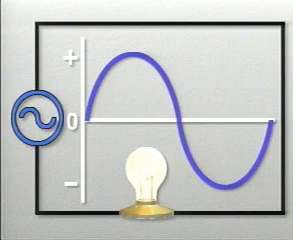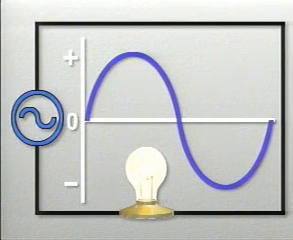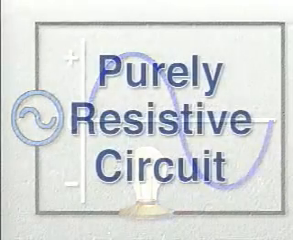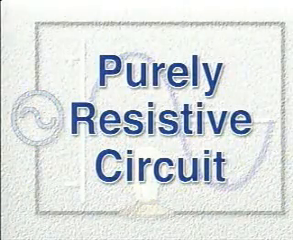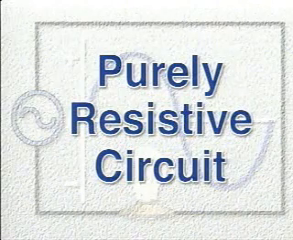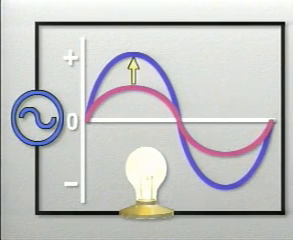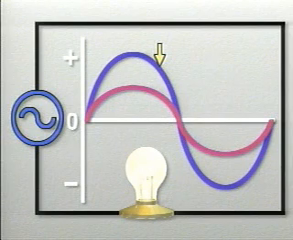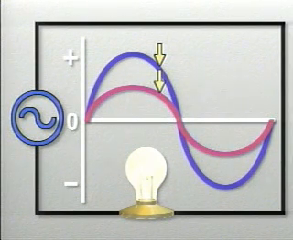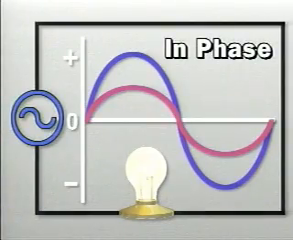So we'll say that the only current limiting factor in this circuit right now is the light bulb that provides resistance to current flow. This type of circuit can be referred to as a purely resistive circuit. In a purely resistive circuit, as long as the resistance remains constant, when voltage increases, current also increases. When voltage decreases, current decreases. When voltage and current stay together in this manner, they're said to be in phase.